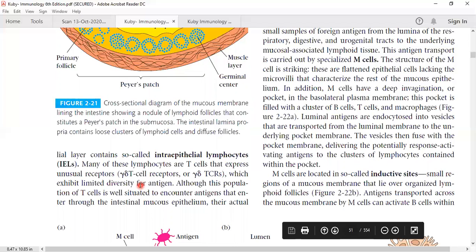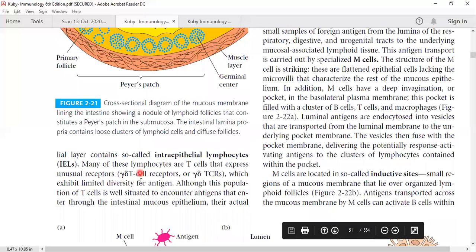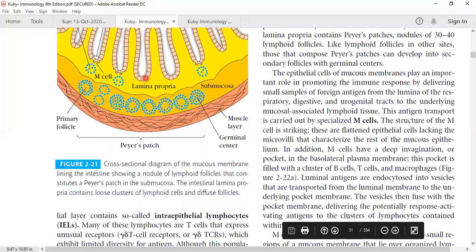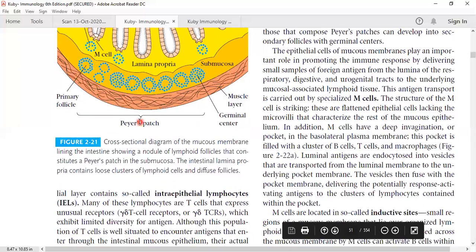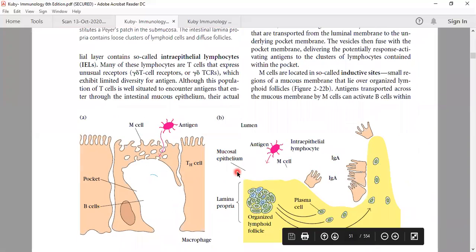The alpha beta T cells are the major T cells present in our body and mount an immune response. These gamma delta T cells are also there, but they show limited diversity, right? The receptors can recognize only a very small population of antigens or antigenic epitopes. Although, this population of T cells is well situated to encounter antigen that enters through the intestinal mucosal epithelium. So this is the epithelial layer. If some antigen comes through this epithelium, these cells are going to interact with and target it.